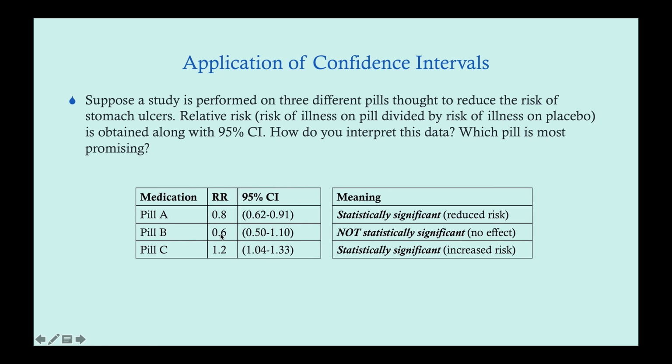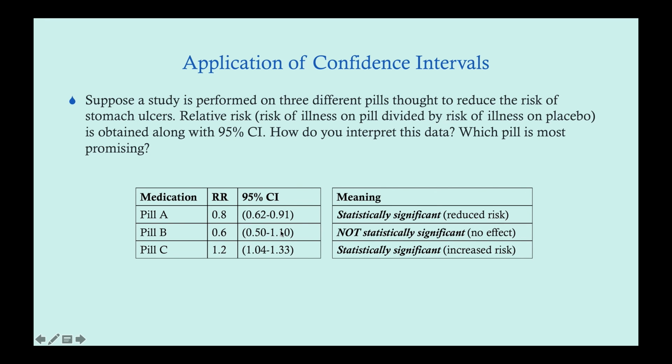Well, pill B, if you look at the face of it, you'd say, well, look, our results showed a relative risk of 0.6. That's the lowest risk. This appears to be the most effective. Well, something happened in this study. We had either too small of a sample size or we had too much variance. And look at our confidence interval. It's huge, and it includes our null value of 1.